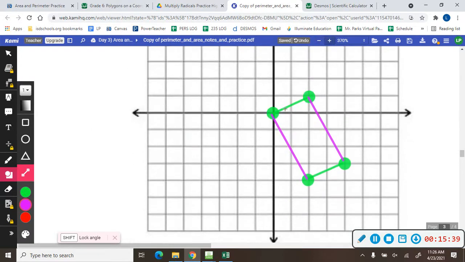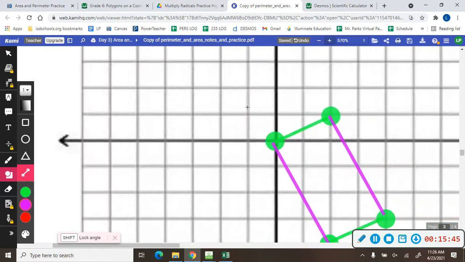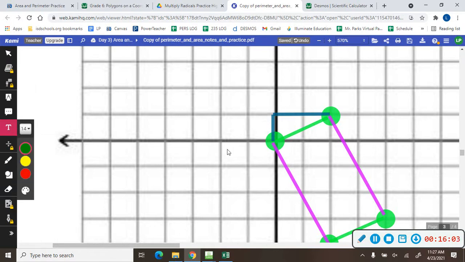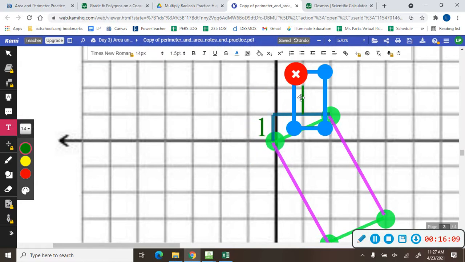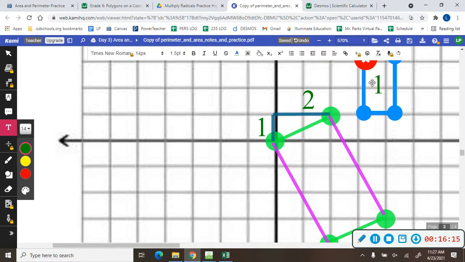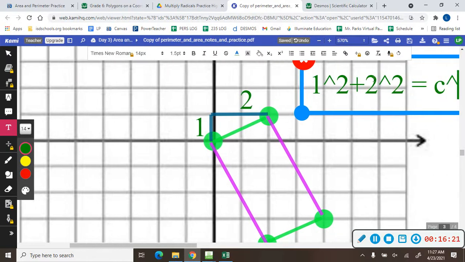Let's go up here and find this distance first. And I'm going to zoom way in to give myself more room. So if I make this into a triangle, I could go from here to here, and then there to there. That makes a right triangle, and I can use a squared plus b squared is c squared. This is easy to count, that's 1. This is easy to count, that's 2. So now I have to do the old formula, 1 squared plus 2 squared equals c squared, which is my hypotenuse.